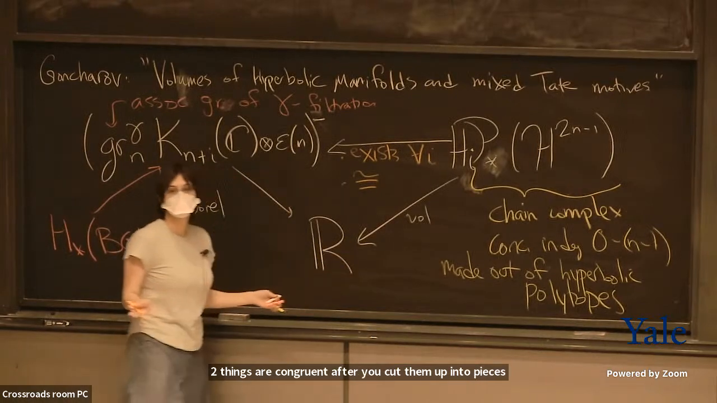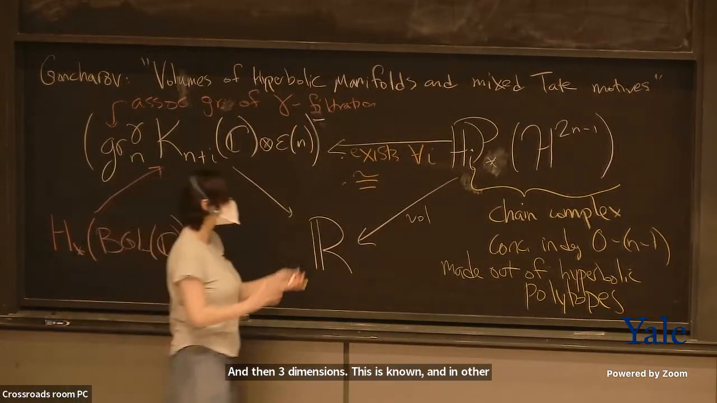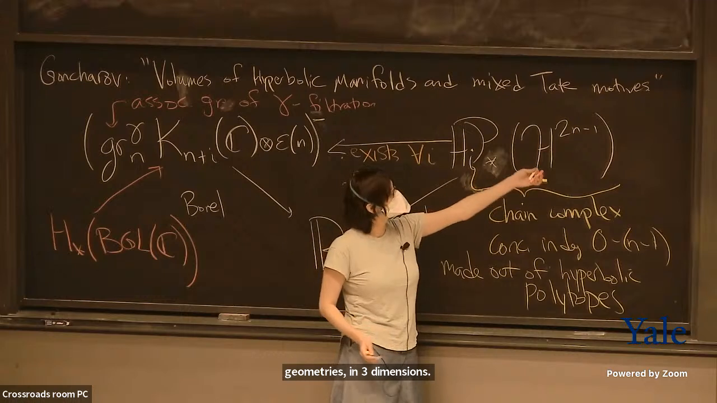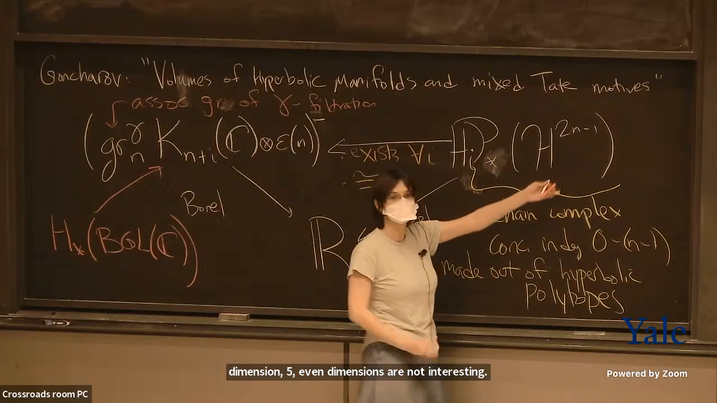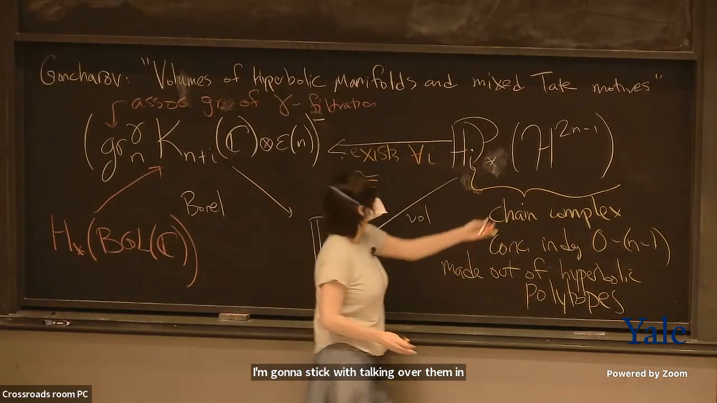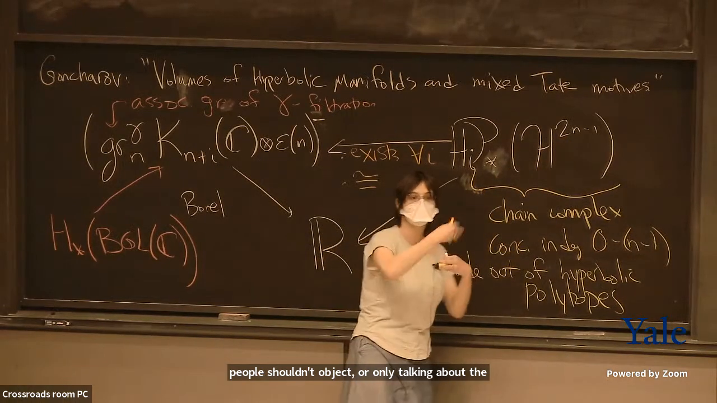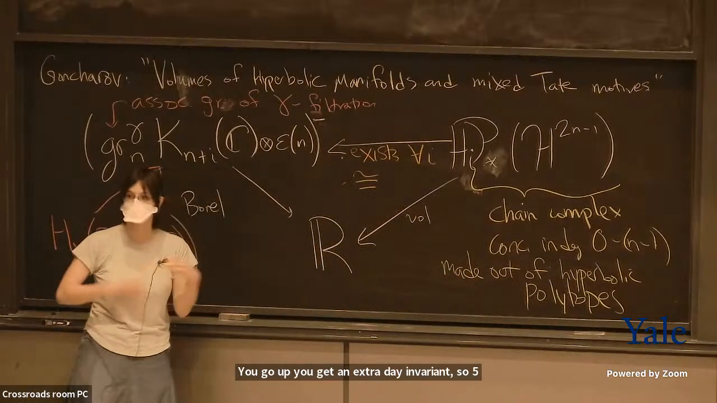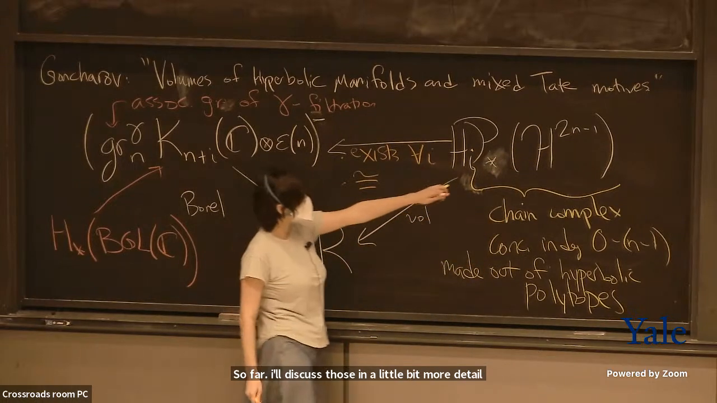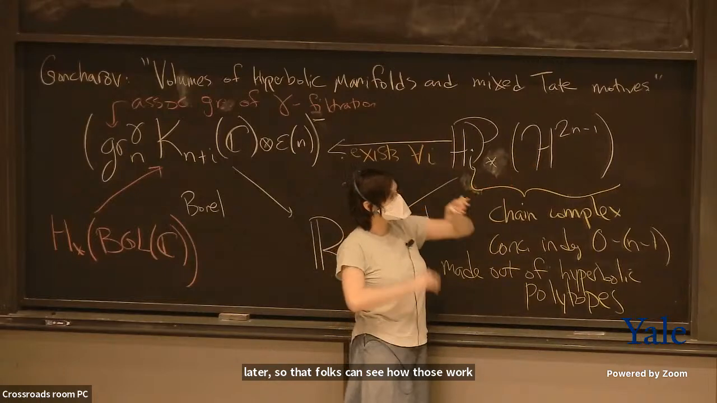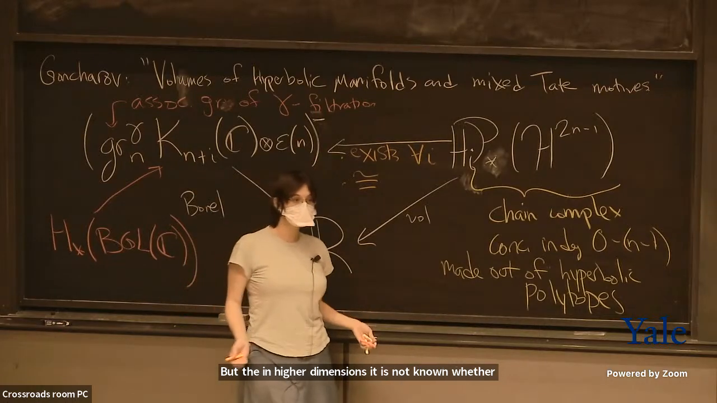And in three dimensions, this is known. And in other geometries in three dimensions, this is pretty much known. But above dimension five, by the way, the even dimensions are not interesting. I'm going to skip talking over them entirely. This is apparently traditional at this conference, so most people shouldn't object. We're only talking about the odd dimensions. Every odd dimension, every time you go up, you get an extra Dehn invariant. So five dimensions will have two Dehn invariants, and so on and so forth. I'll discuss those in a little bit more detail later so that folks can see how those work. But in higher dimensions, it is not known whether volume and the Dehn invariants determine scissors congruence classes.